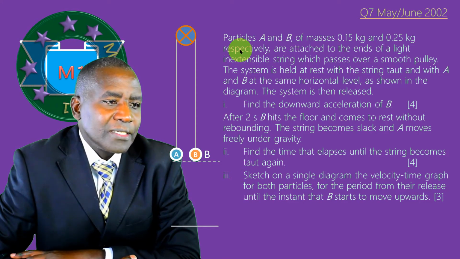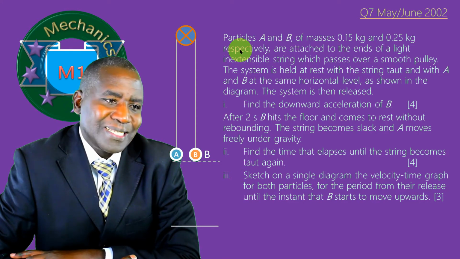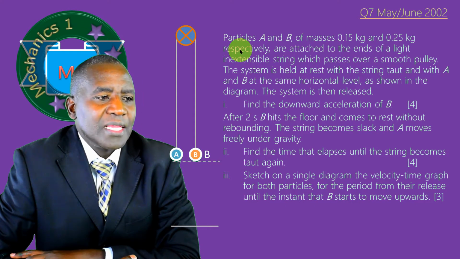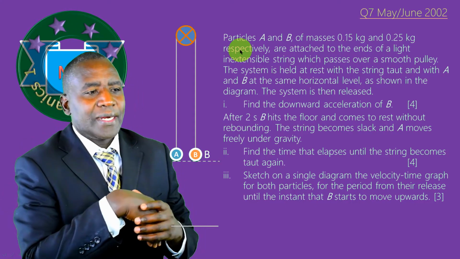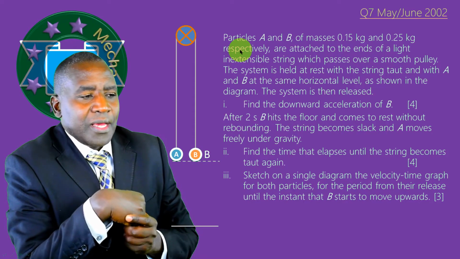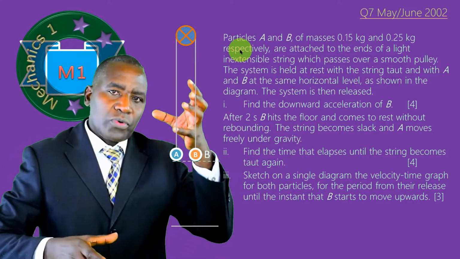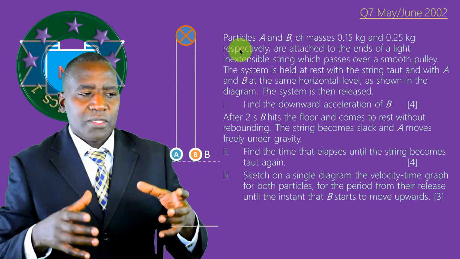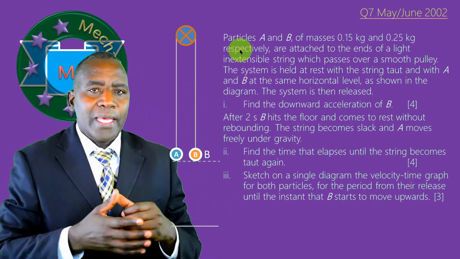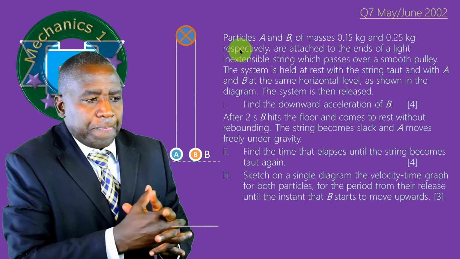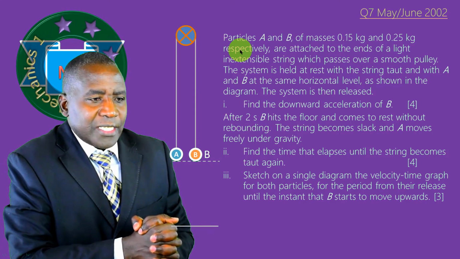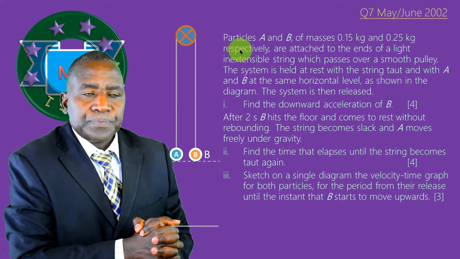The system is held at rest with the string taut, that is tight, and with A and B at the same horizontal level as shown in the diagram. The system is then released. In such a situation, we usually expect that the bigger mass is going to pull up the smaller mass. In other words, B will move down while A moves up. Find the downward acceleration of B.